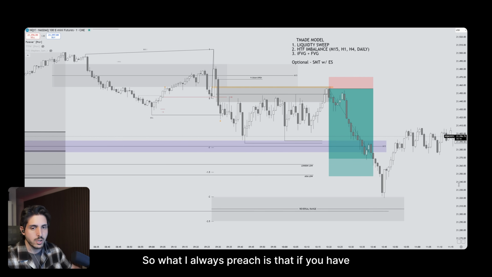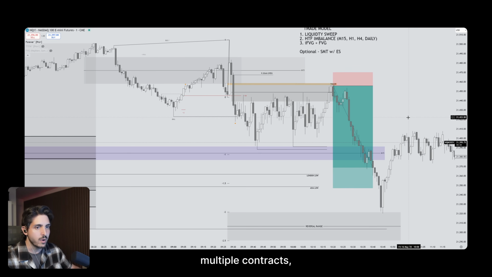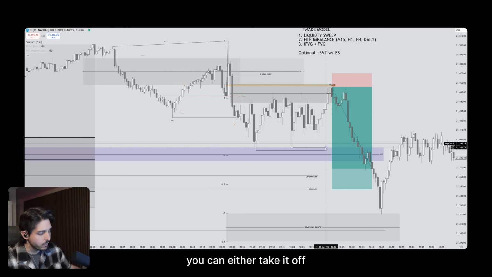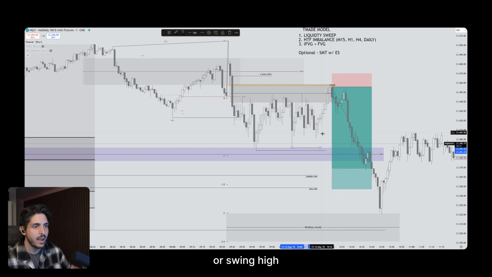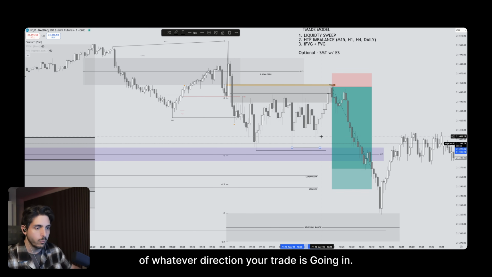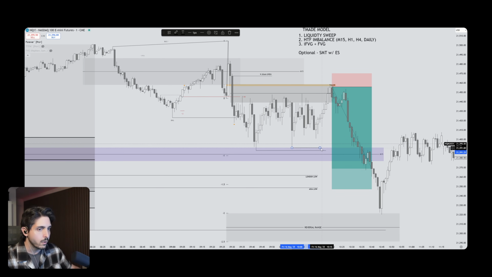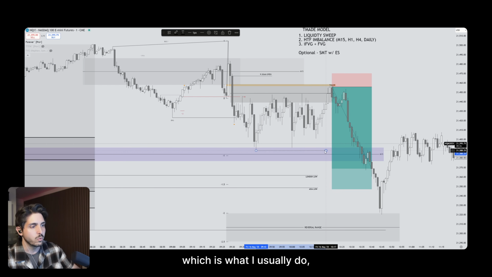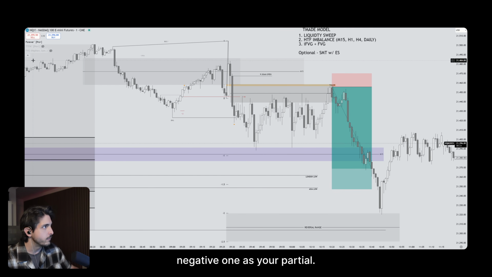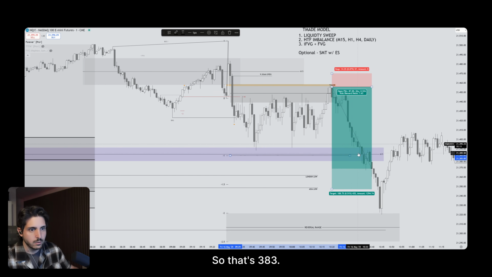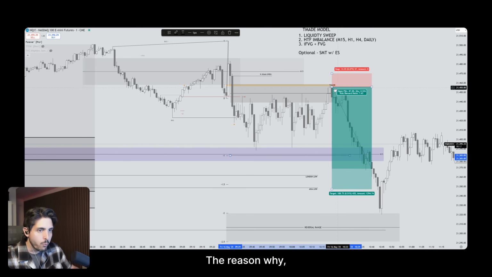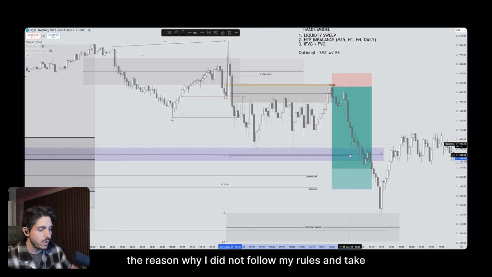So what I always preach is that if you have multiple contracts, you can either take it off at the first swing low or swing high of whatever direction your trade's going in, or you can use, which is what I usually do, -1 as your partial. So -1 is right here. So that's 383.